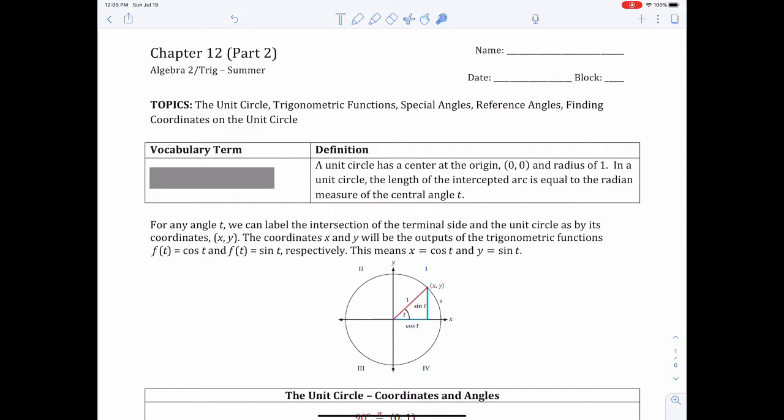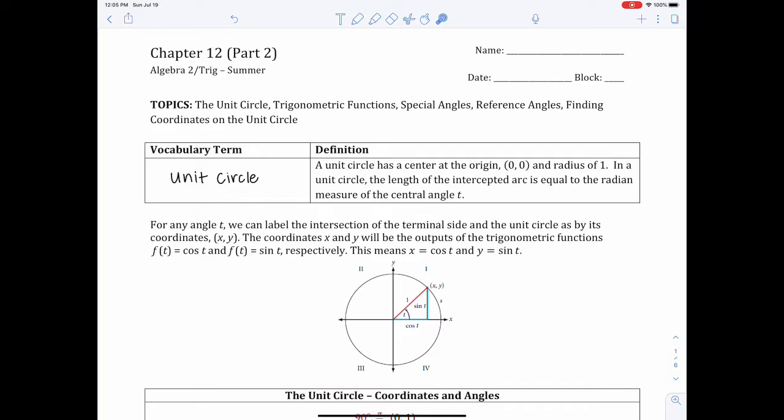So the first vocabulary term is the unit circle, and the unit circle is a circle centered at the origin, which is (0, 0), and has a radius of 1. So if you look down here, we have a unit circle plotted. So remember, our center is at (0, 0), and then the radius all the way around is 1 unit.